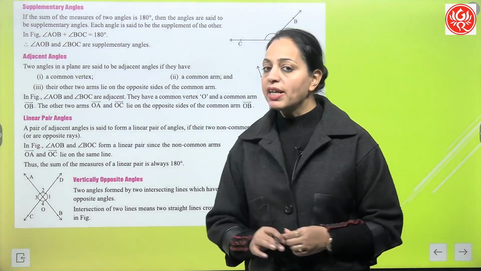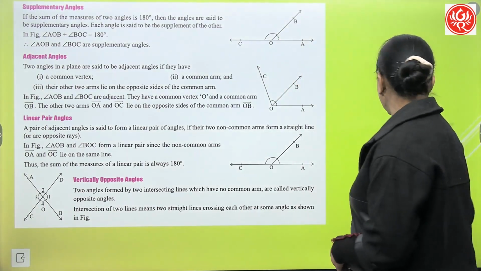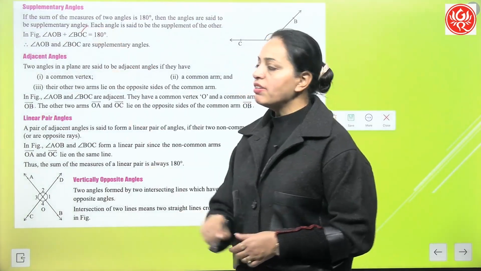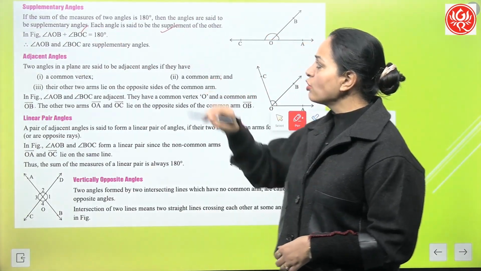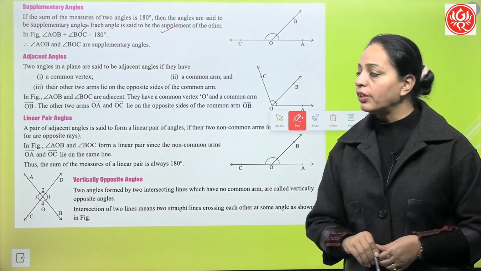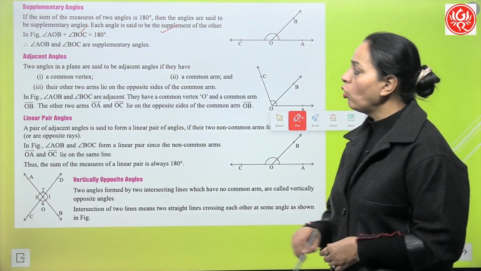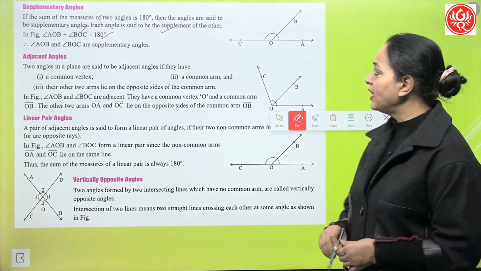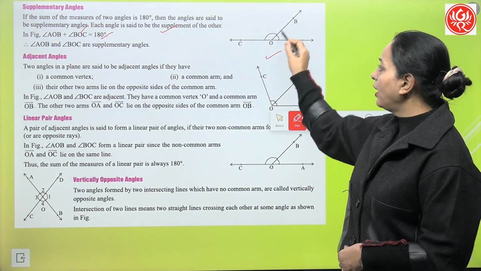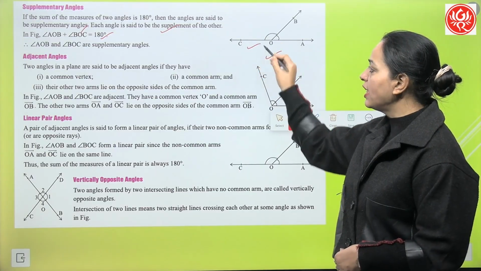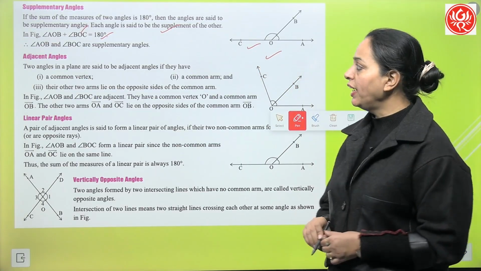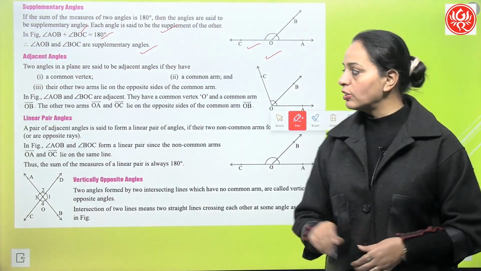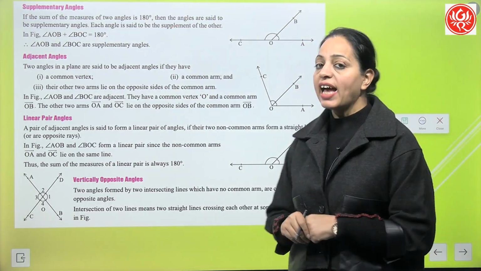Now the next is supplementary angles. If the sum of the measures of two angles is 180 degrees, then the angles are said to be supplementary angles. Each angle is said to be the supplement of the other. Okay, in figure angle AOB plus angle BOC equals 180 degrees. You can see angle AOB and angle BOC. Their sum is 180 degrees. So these are supplementary angles.